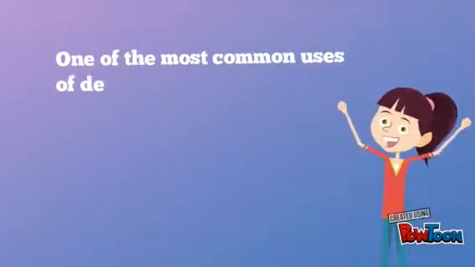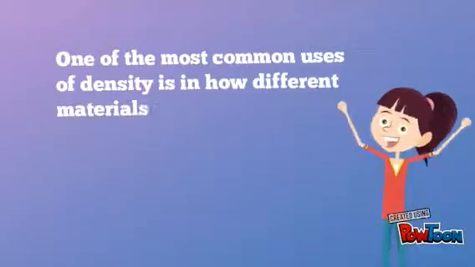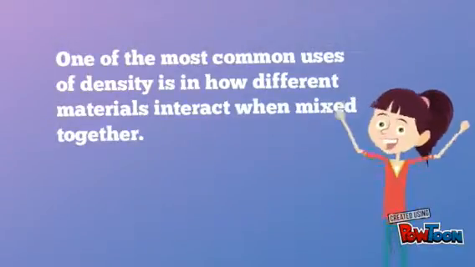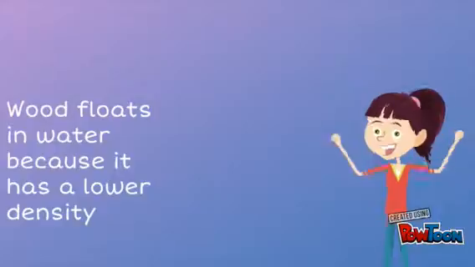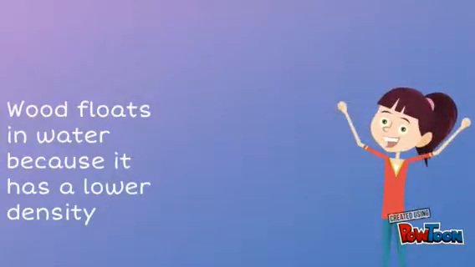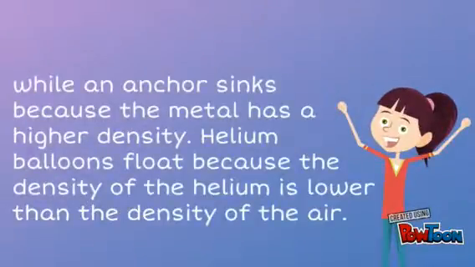One of the most common uses of density is how different materials interact when mixed together. You see, wood floats in water because it has a lower density, whereas an anchor would sink because the metal has a higher density. Helium balloons float because the density of the helium is lower than the density of the air.